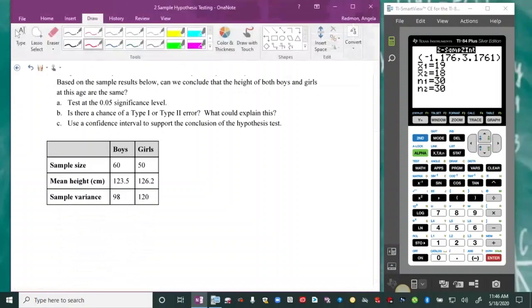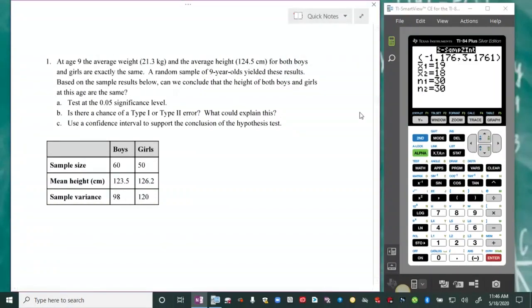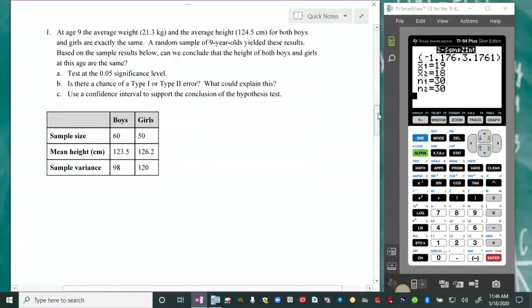Question number 1, I'm going to grab my blue pen. Okay, so in question number 1, at age 9, it's actually really interesting. So at age 9, it turns out that the average weight and height for both boys and girls are exactly the same. A random sample of 9-year-olds yields the results below. Based on the sample results, can we conclude that the height of boys and girls at this age are the same? We're going to test at the 0.05 significance level.